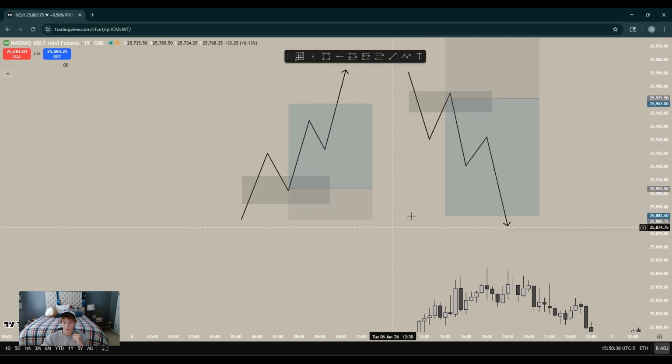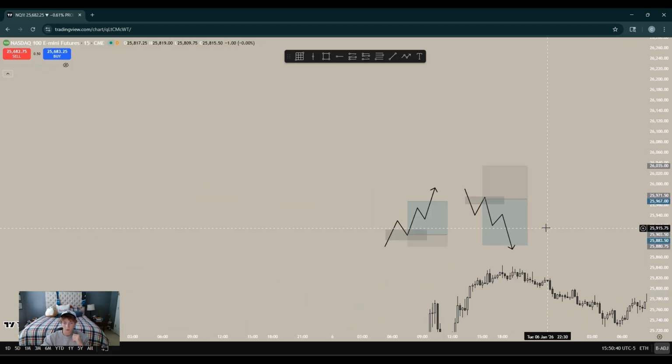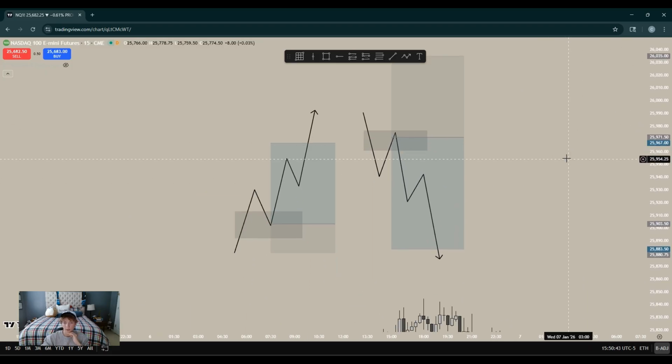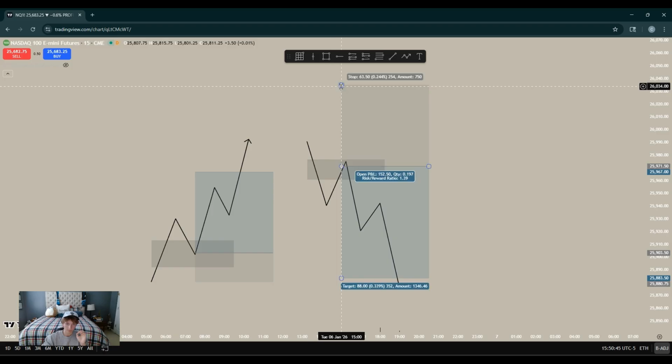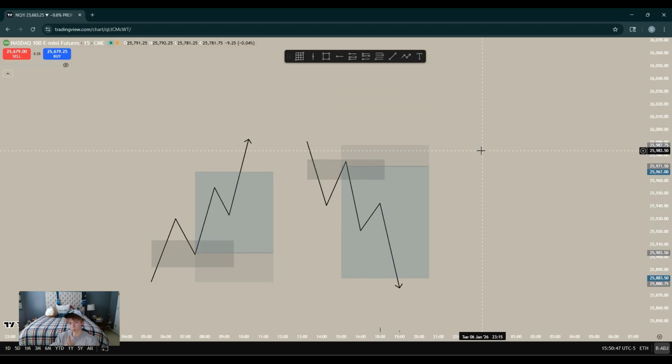Getting into why we use fair value gaps. Fair value gaps are very, very important. We use them as retracement tools. So if price retraces into a fair value gap, which it often does, then we take longs or shorts based on the direction of the trend.